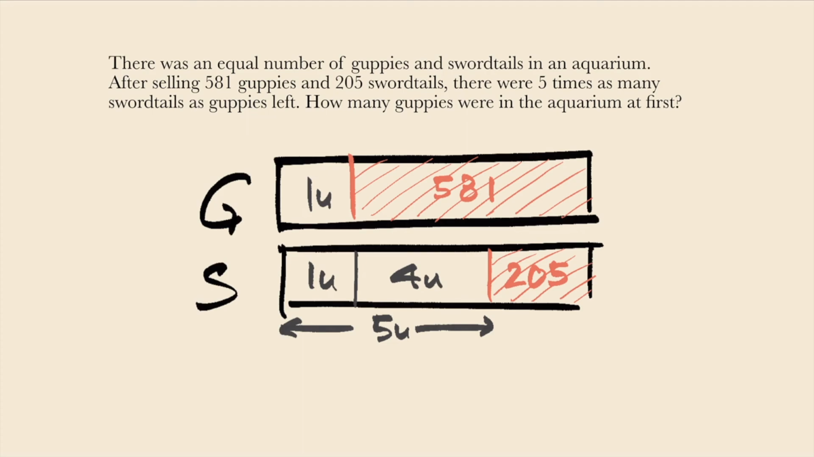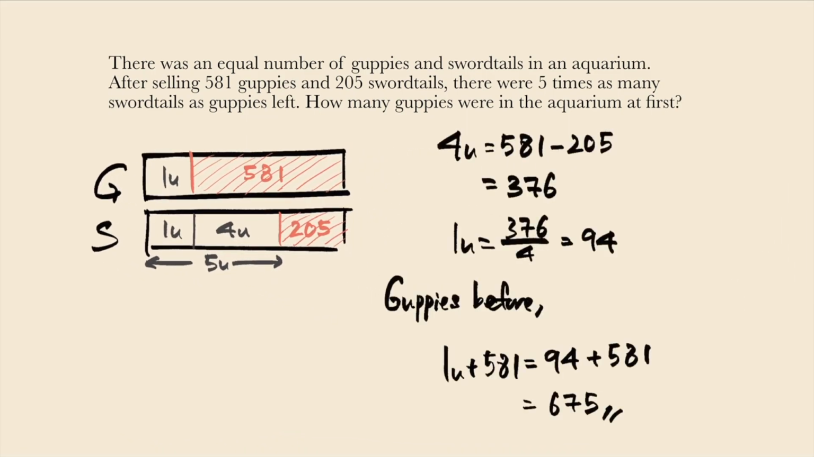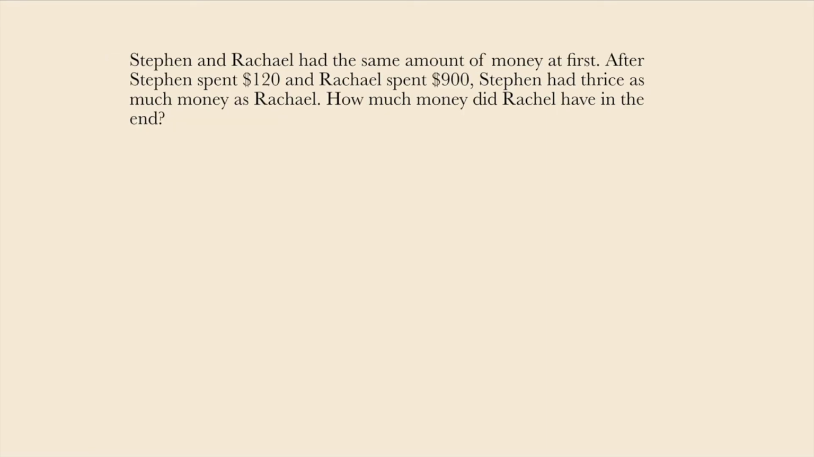So we can therefore tell the difference between these 2 quantities will give us 4 units. So 4U is therefore 581 minus 205. 1U is therefore 94. How many guppies were in the aquarium at first? So we're interested in 1U plus 581, and the number is 675.